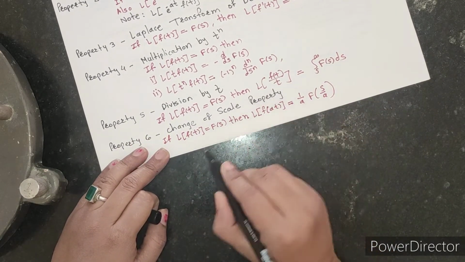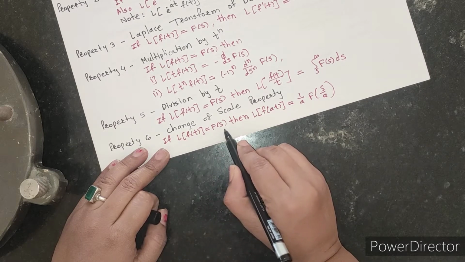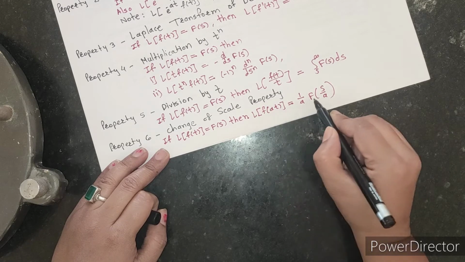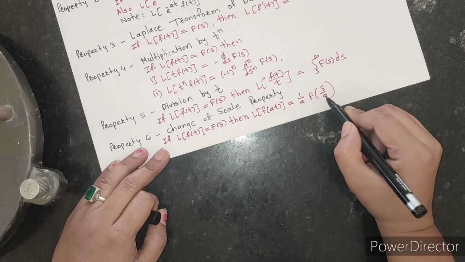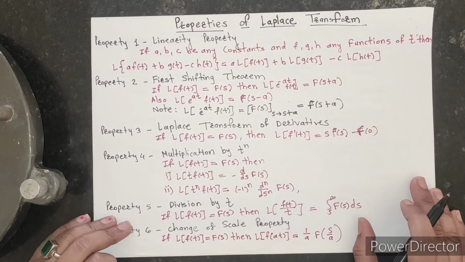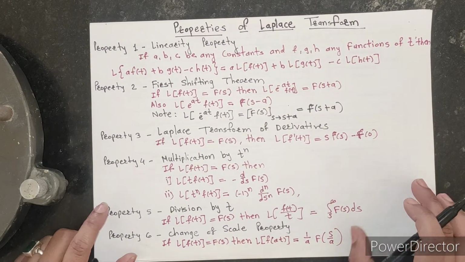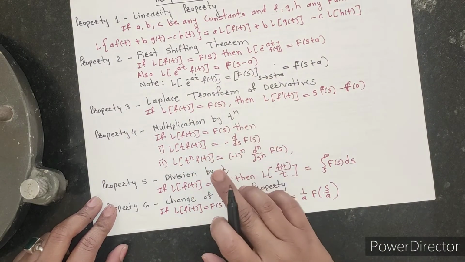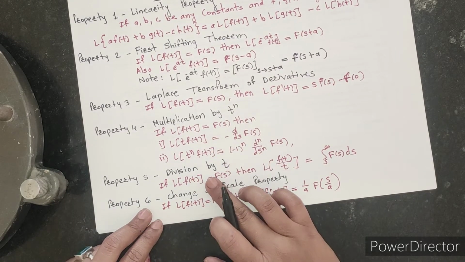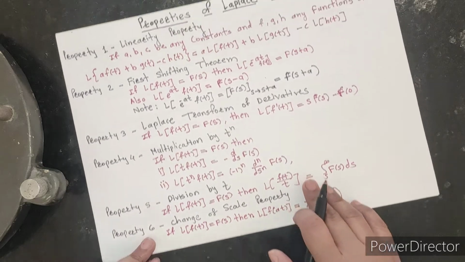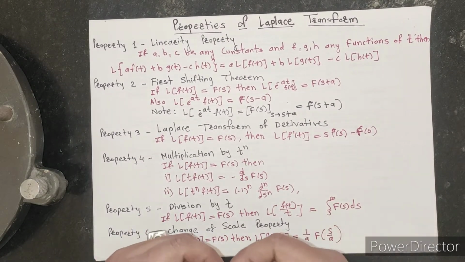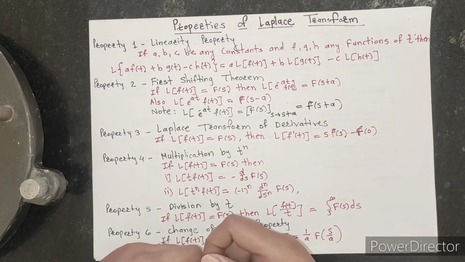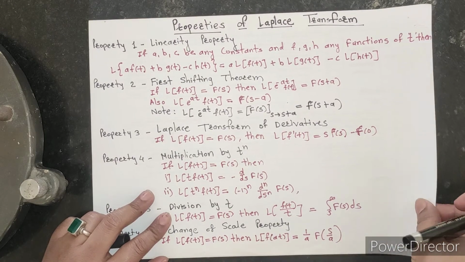Then change of scale property. If L of f(t) is equal to F(s), then Laplace transform of f(at) is equal to 1 upon a into F(s upon a). So these are some important properties of Laplace transforms: linearity property, first shifting theorem, Laplace transform of derivatives, multiplication by t raised to n, division by t, and change of scale properties. Now, using these properties and standard formulas, we can solve the examples on Laplace transform. So, let's see how we solve these examples.